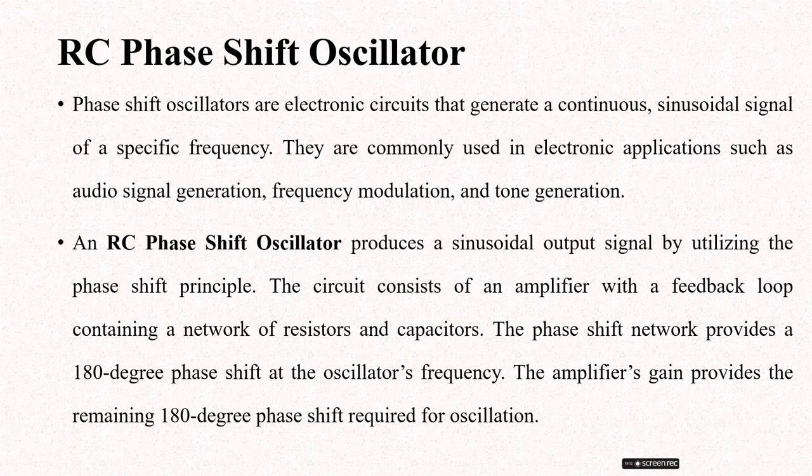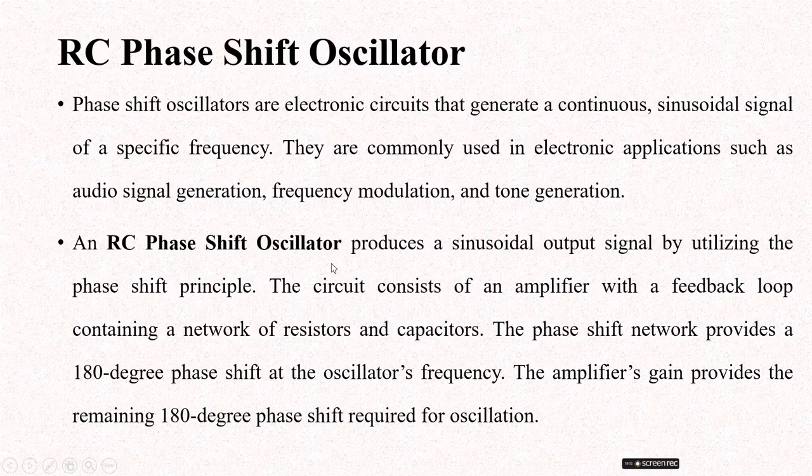In our experiment, I am taking the RC phase shift oscillator. The feedback uses resistors and capacitors to produce the oscillated signals. The phase shift oscillator is also an electronic circuit that generates a continuous sinusoidal signal of a specific frequency. These types of oscillators are mainly used in audio signal generation, frequency modulation, and tone generation.